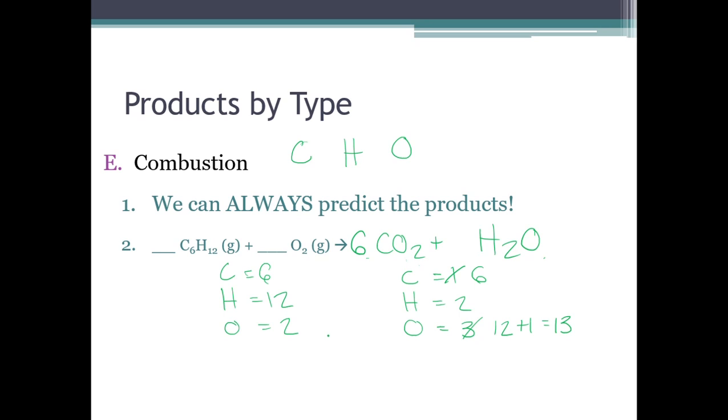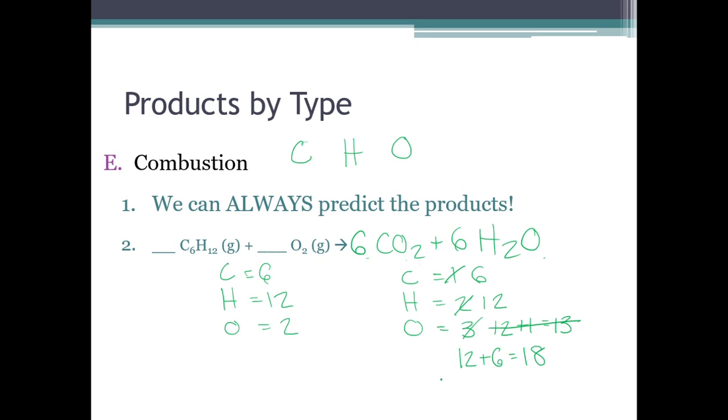Moving on to hydrogen, we have 12 in our reactants and only 2 in our products. If we put a 6 here as well, that'll give us 6 times 2 is 12 hydrogens. And now we've got 6 times 2 is 12 plus 6 is 18 oxygens.